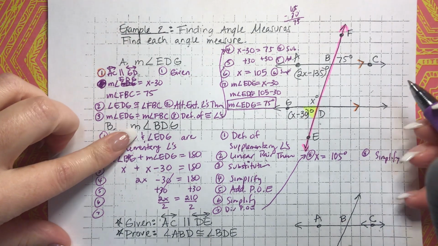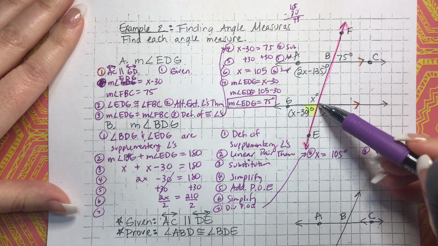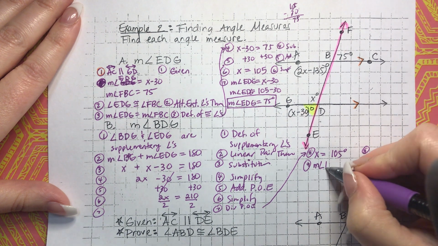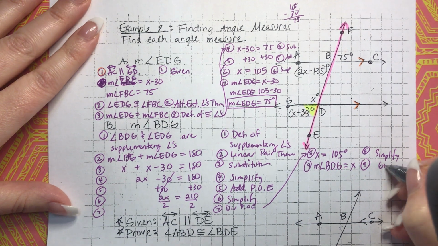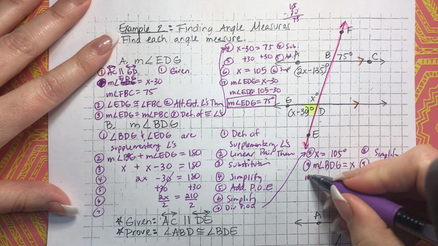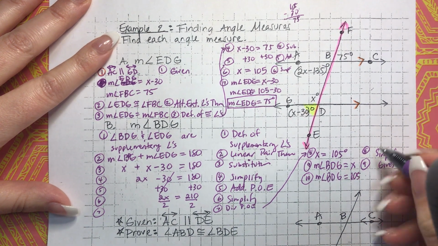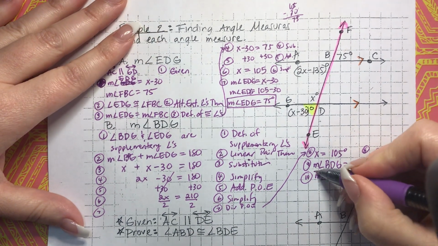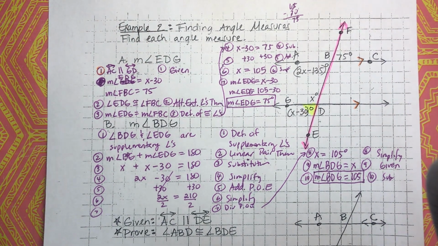And then it's asking me for the measure of BDG. Really, the given information is that BDG is equal to X. So I would say the measure of angle BDG is equal to X. That's given information. Therefore, I substitute 105 in for X because X is equal to 105, and I get the measure of angle BDG is equal to 105. And that is because I did substitution. All right, so there we have it. That is how you do those particular problems.